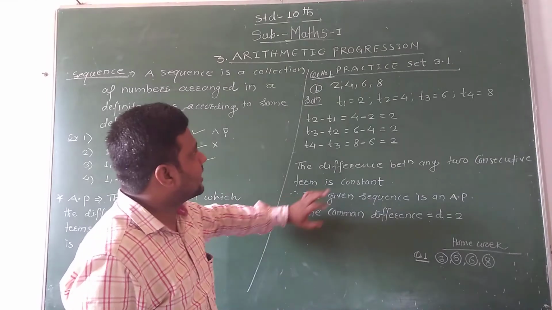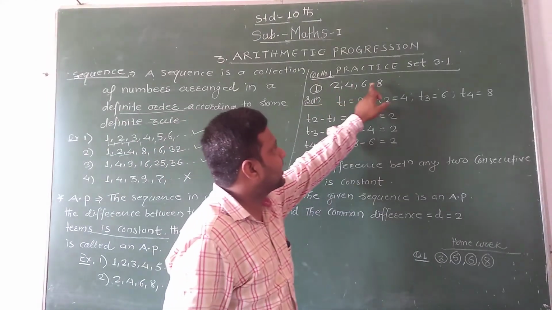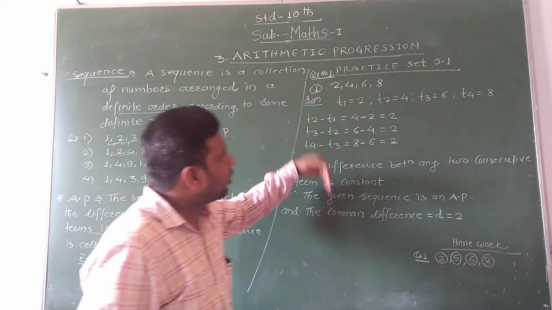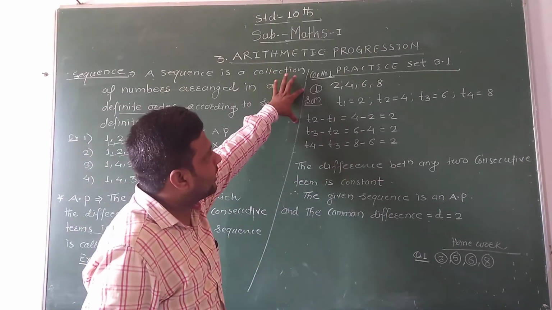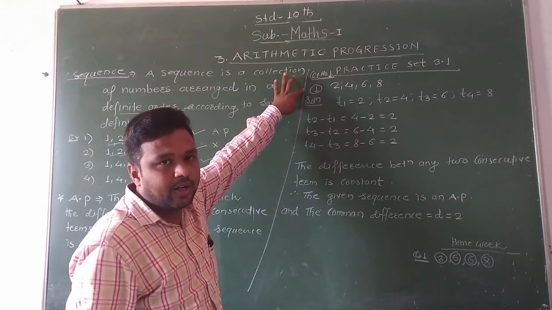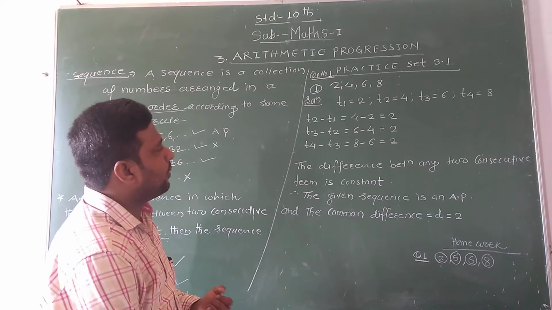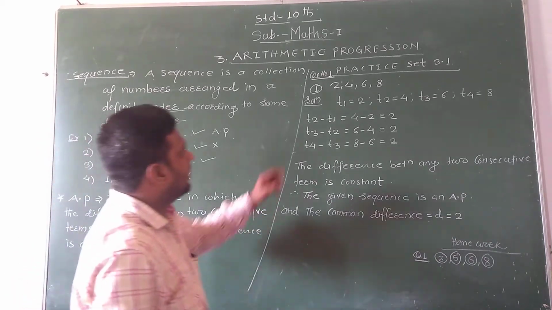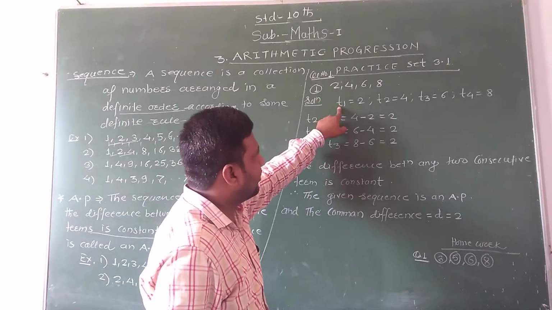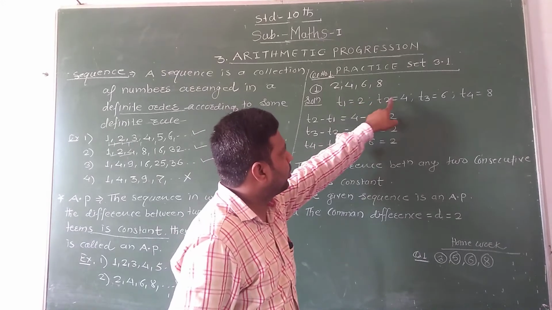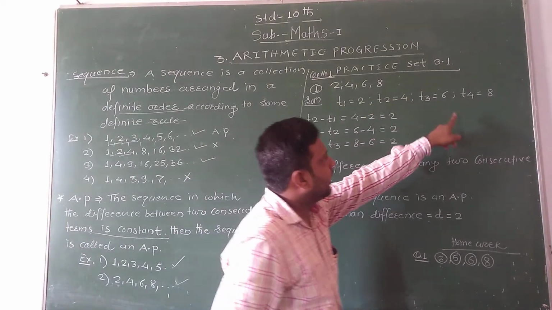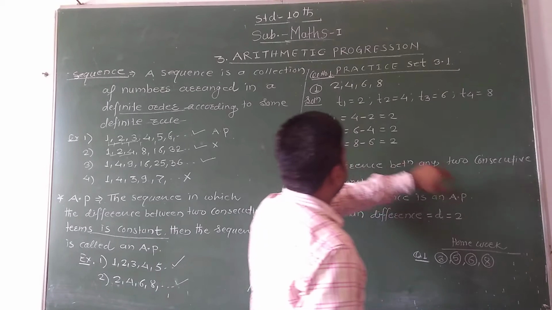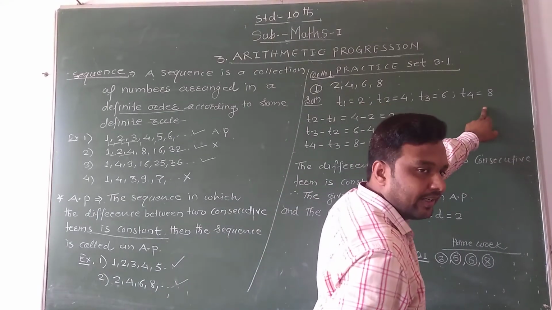What sequence is given? 2, 4, 6, 8. Okay, now you have to identify whether this sequence is an arithmetic progression or not. The terms of the sequence are represented as first term T1, second term T2, third term T3 and fourth term T4. That is 2, 4, 6 and 8.